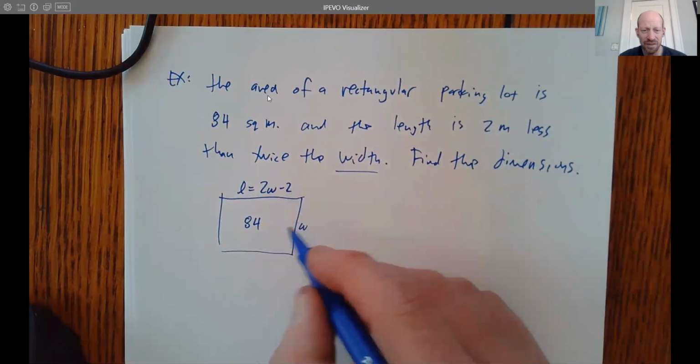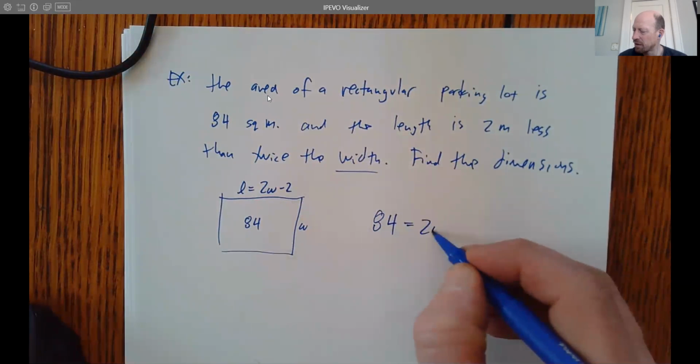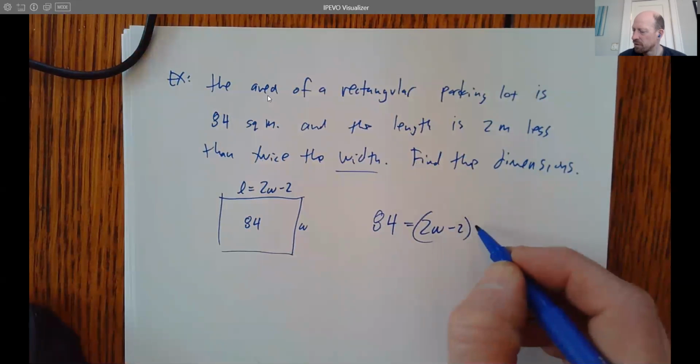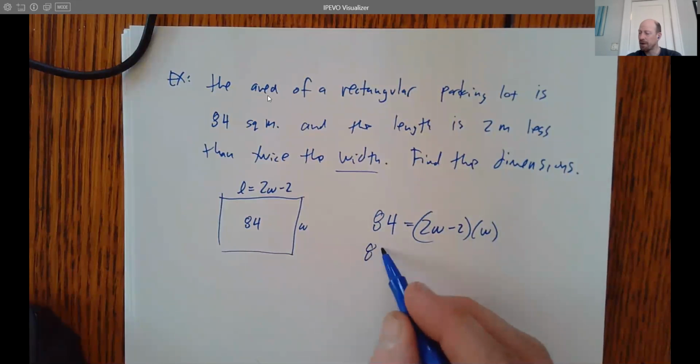Now that I've got the pieces defined and written down, I can set up an equation that the area is equal to the length times the width. And what we can see here is that this is generating a quadratic equation. So now is really the spot where I say, oh, okay, that equation is a quadratic, because when I multiply the W and the 2W, I'll get a W squared. So that's a quadratic. So I'm going to solve by factoring.